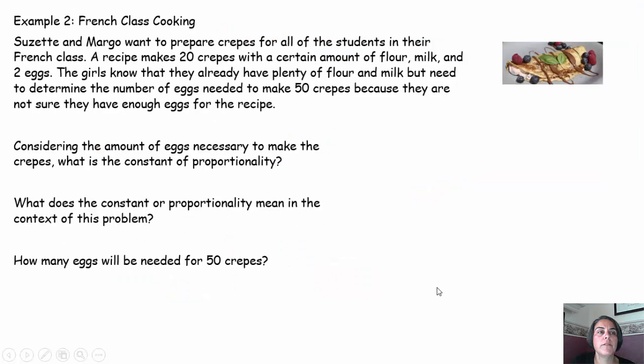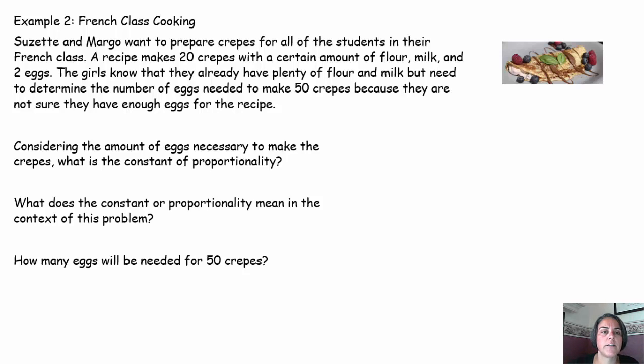Take a look at another example. Suzette and Margot want to prepare crepes for all the students in their French class. A recipe makes 20 crepes with a certain amount of flour, milk, and 2 eggs. The girls know they already have plenty of flour and milk, but they need to determine the number of eggs needed to make 50 crepes because they are not sure they have enough eggs. What is the constant of proportionality? What does it mean in the context of this problem, and how many eggs will be needed for 50 crepes? I need for you to pause the video, try it out, come on back.